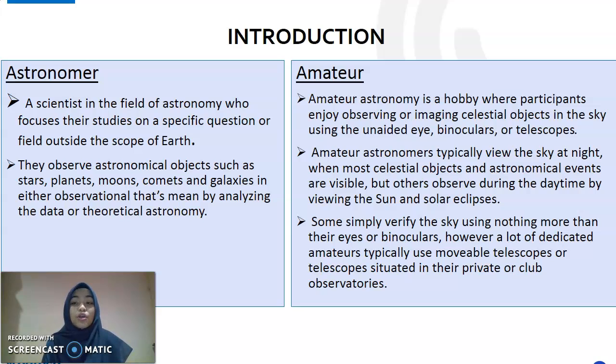Amateur astronomy is a hobby where participants enjoy observing or imaging celestial objects in the sky using the unaided eye, binoculars, or telescopes. Amateur astronomers typically view the sky at night when most celestial objects and astronomical events are visible, but others observe during the daytime by viewing the sun and solar eclipses. Some simply observe the sky using nothing more than their eyes or binoculars. However, a lot of dedicated amateurs typically use movable telescopes or telescopes situated in their private or club observatories.